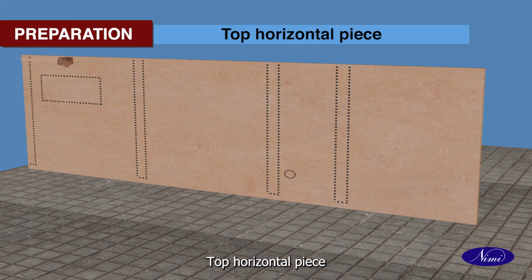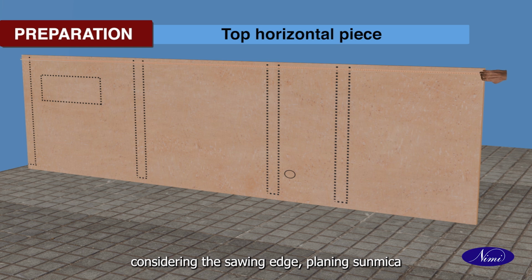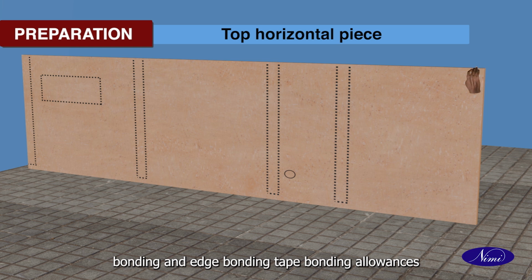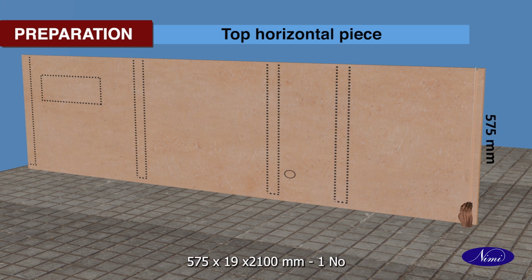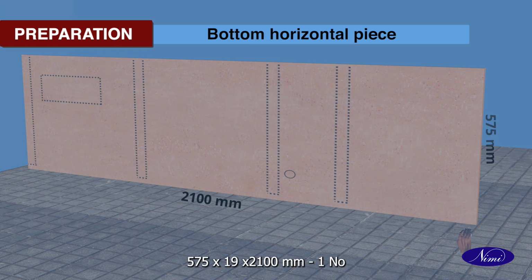Top horizontal piece. Lay out the top horizontal piece of cabinet considering the sawing, edge planning, sunmaker bonding and edge bonding, tape bonding allowances. 575 into 19 into 2100 mm, 1 number.